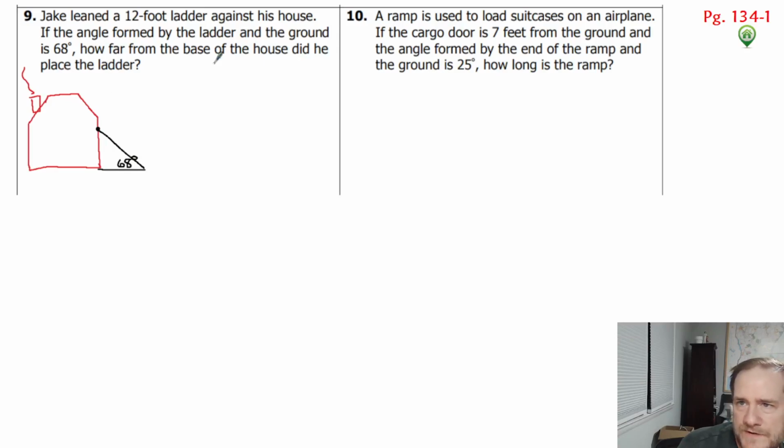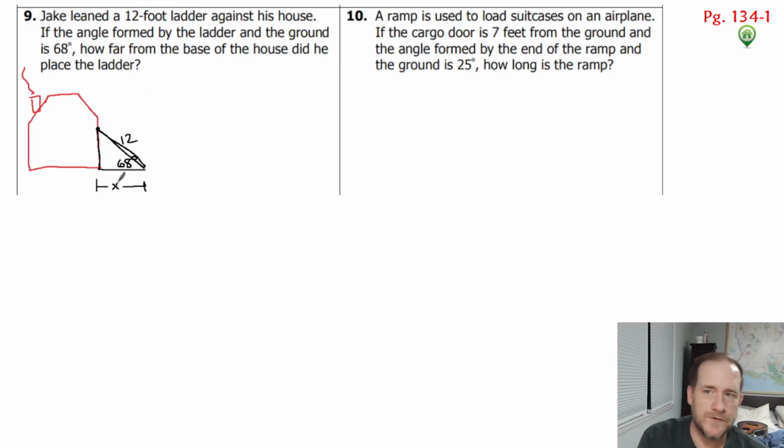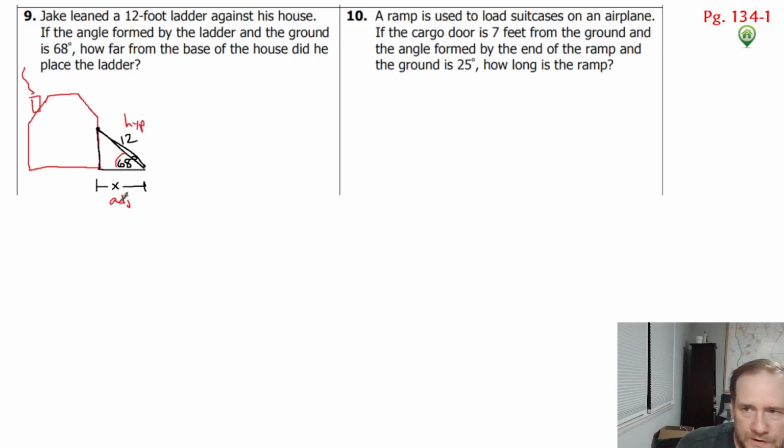It says how far from the base of the house did he place the ladder? So you're looking to solve for this distance along the ground. And they told you the ladder was 12 feet. So that means the hypotenuse is 12. Once you read and understand the words and make a drawing, it's not that tough anymore. It's exactly like all the other problems now. In this problem, the opposite side is the house, the adjacent side is x, and the ladder itself is the hypotenuse. Since we're working with adjacent and hypotenuse, this would be a cosine problem. Cosine of 68 would equal x over 12.